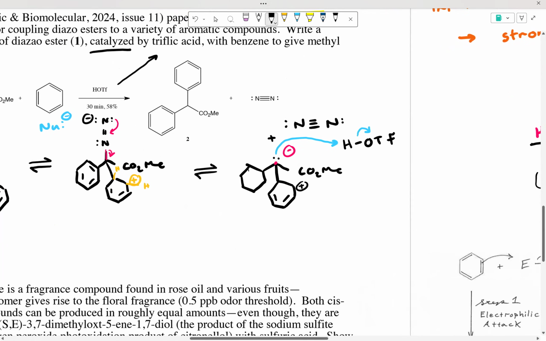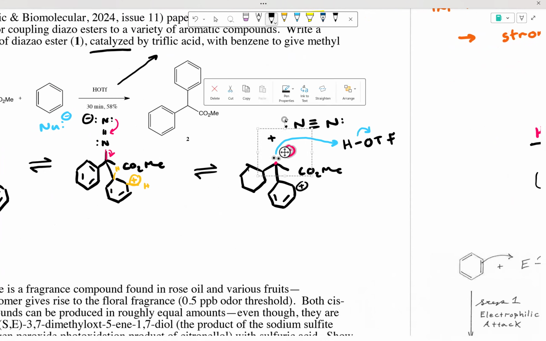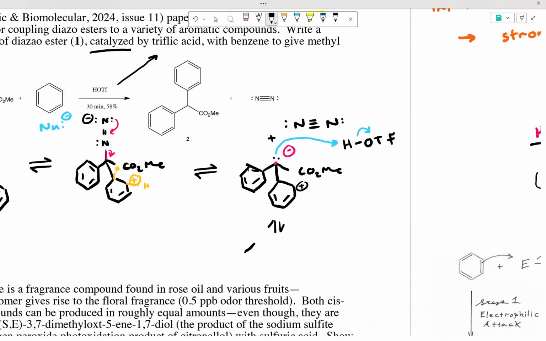Next, we're going to have this. I keep forgetting to draw bonds in that. So don't forget to draw bonds on your wings where there need to be bonds. So this is what we have right now. I'm going to draw H here, OTf.